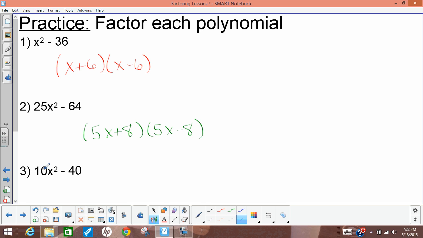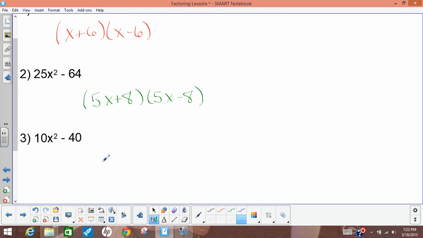Last but not least, 10 and 40 are not perfect squares. But we have been factoring out greatest common factors. So we can always factor out a greatest common factor. These both have 10 in common, so I'll factor out a 10. Now if you notice, we have a 1 here and a 4 here, so we can actually continue factoring to get x plus 2, x minus 2. Now that one was a little tricky.